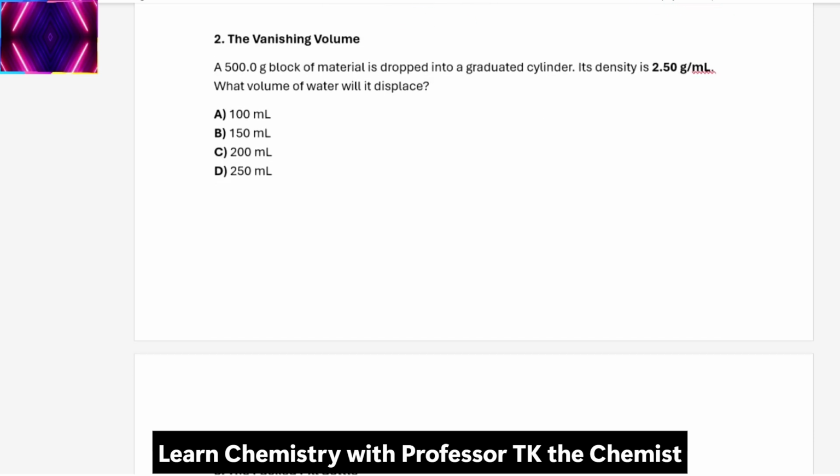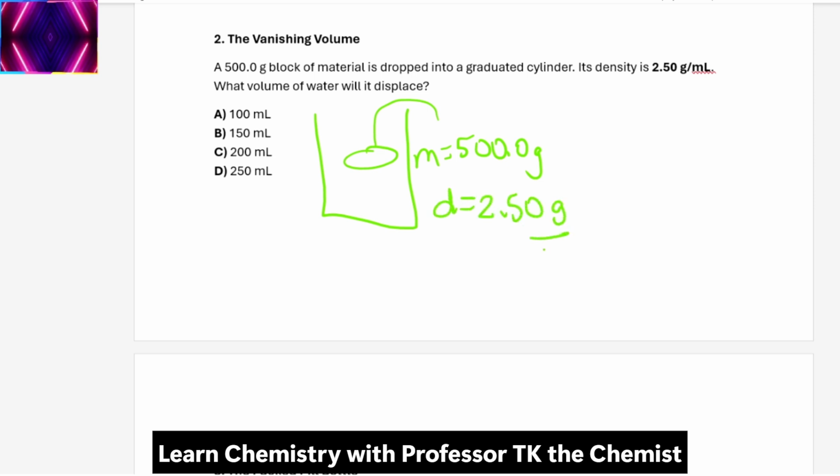Right here for number 2 now. Number 2. It says a 500.0 gram block of material is dropped into a graduated cylinder. Now guys, I am a visual learner, so I'm going to have to actually draw this out. Now I'm not a drawer or an artist, but I'm just going to demonstrate right here. You drop this 500 gram block of material, which is the mass. The density is 2.50 grams per milliliter.